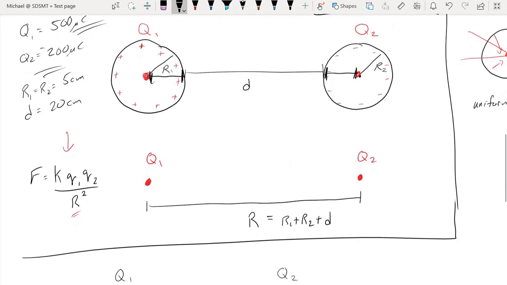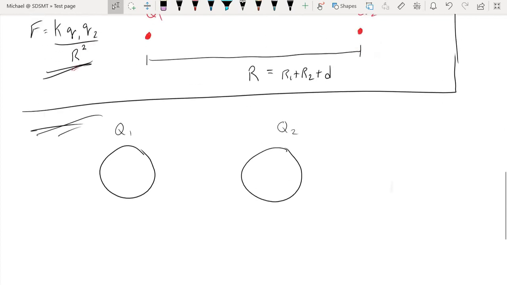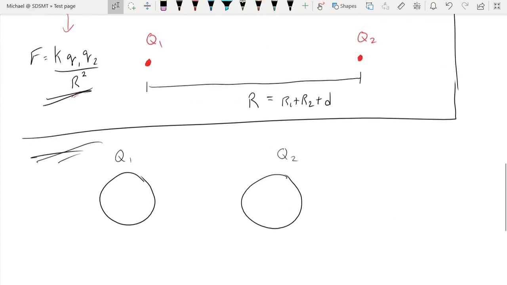All right, all of that information can go into Coulomb's law. Coulomb's law right there. And we can get the magnitude of the force between these two charged spheres. Now, charge 1 is positive, charge 2 is negative, so we know that these two spheres will be attracted to each other.